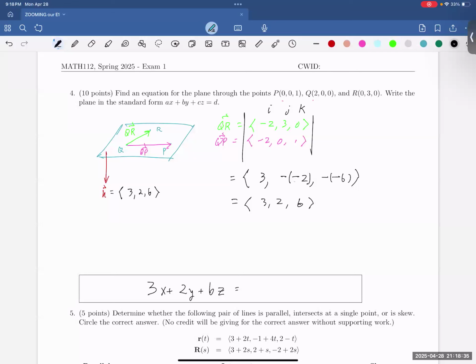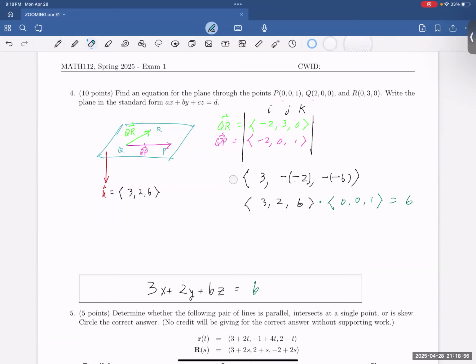So if we take the dot product of the normal with any point from the plane, I'm going to use 0, 0, 1 because that'll be quick to deal with. That's going to be 0 plus 0 plus 6. 6. Now I'm going to go back.